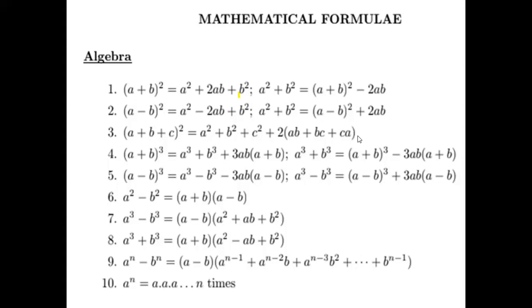Cube: (a plus b) cube is a cube plus 3a square b plus 3ab square plus b cube. That is, a cube plus 3a square b plus 3ab square. Here ab is common with 3, so we have taken out 3ab into (a plus b).